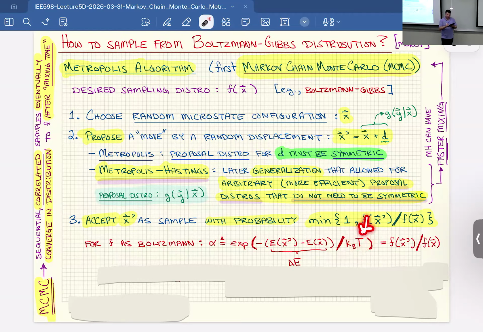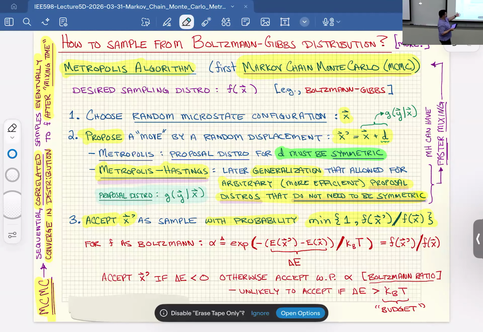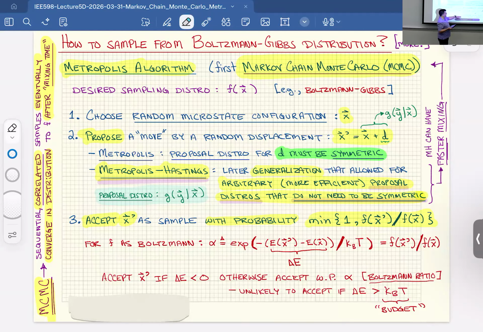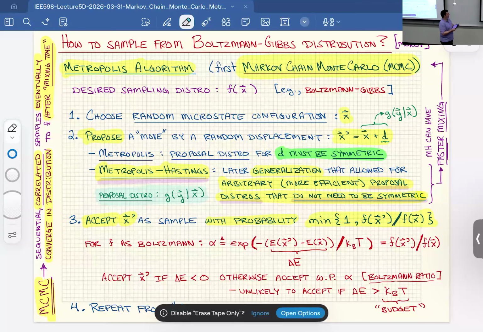For high temperatures, it's very likely to accept proposed samples that are higher energy, even though you're at a lower energy sample. For low temperatures, if you found a lower energy sample, then it is unlikely for you to accept new high energy samples. So that's our acceptance: if the delta energy is less than 0, accept, otherwise accept with this probability alpha. That temperature gives us an energy budget, which acts almost like a soft threshold on delta E. And then we repeat from number 2.